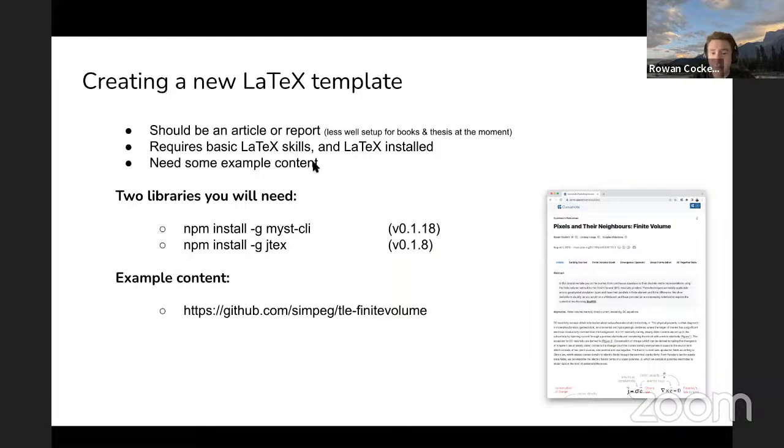You will need some example content, and we do have that example that I was working with, the Pixels and Your Neighbors document with the multiple notebooks. We can use that to start with, or if you have your own MyST content, you can use that as well. Then there are two command line tools that we'll need today: the MyST CLI and JTech, at those versions currently. You can install those using Node Package Manager and just install them globally.